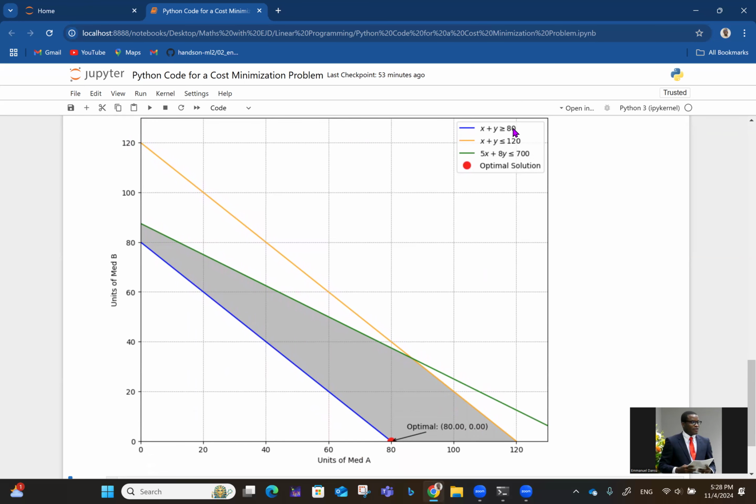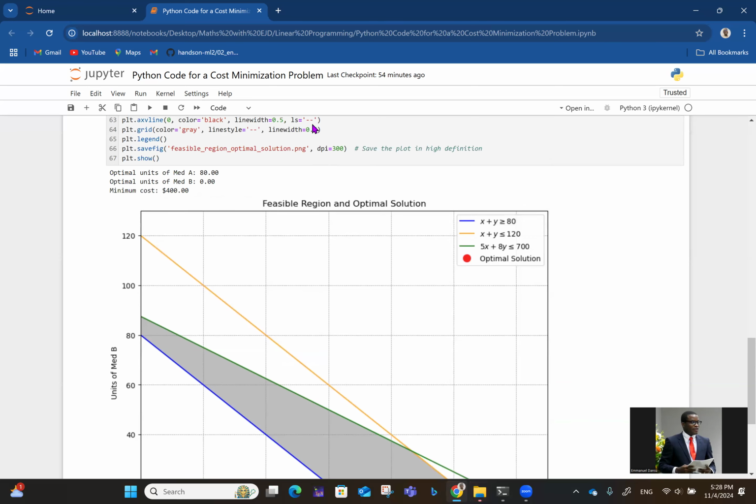So x plus y is greater than or equal to 80. That's the blue line. Then the orange line is x plus y less than or equal to 120. And then 5x plus 8y is less than or equal to 700 is the green line. So you can see the optimal solution is 80 comma 0, and that is what gives us $400.